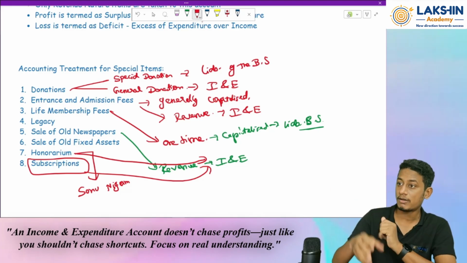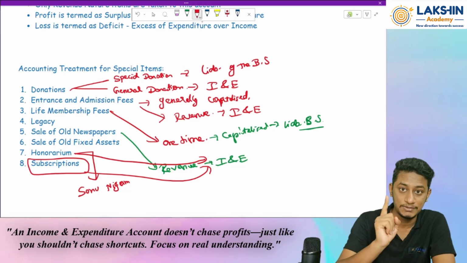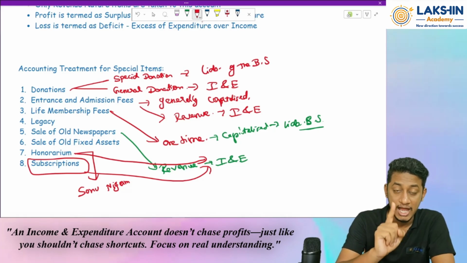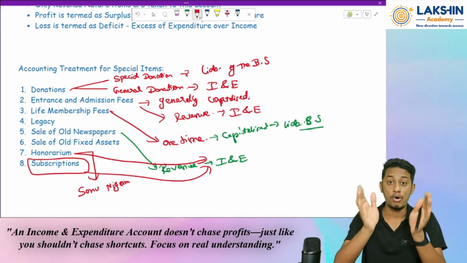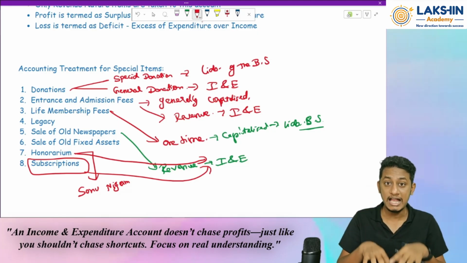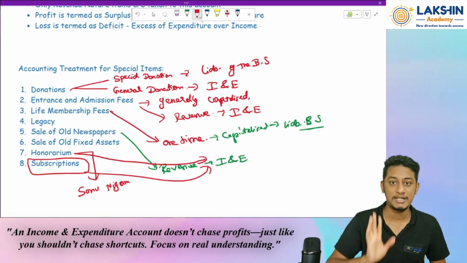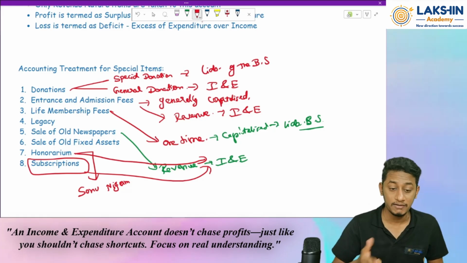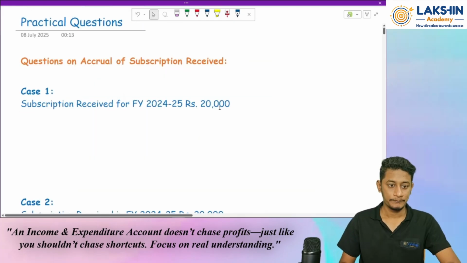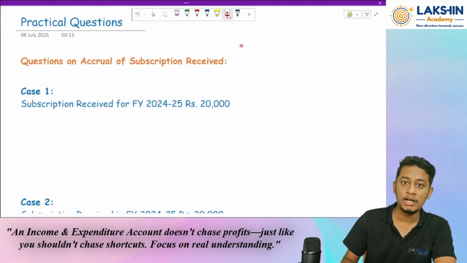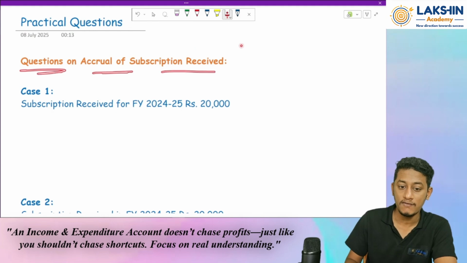Whatever money I receive will go to the receipts and payments account first, and after that whatever income or subscription belongs to this financial year will go to my income and expenditure account. Now, to understand this better, we will take some examples. Let us look at some questions on accrual of subscriptions received.